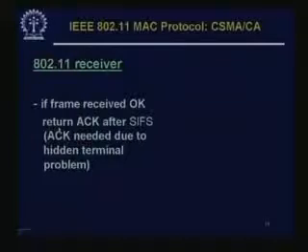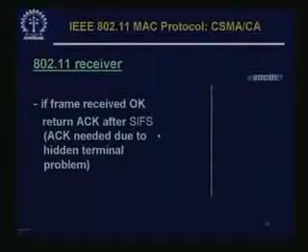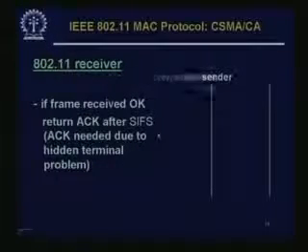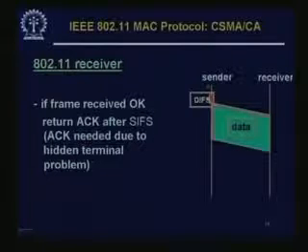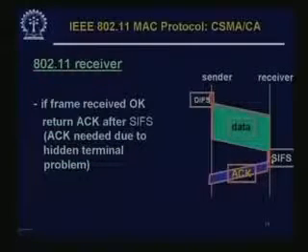In the receiver, if it gets the frame okay, then it returns an acknowledgement after SIFS. That means this is another time interval which is defined. So, after some time it will send the acknowledgement. ACK is needed due to the hidden terminal problem. So, there is a sender and a receiver, and suppose after DIFS amount of time the sender has sent some data, the receiver has received it. After SIFS amount of time it sends back the acknowledgement.